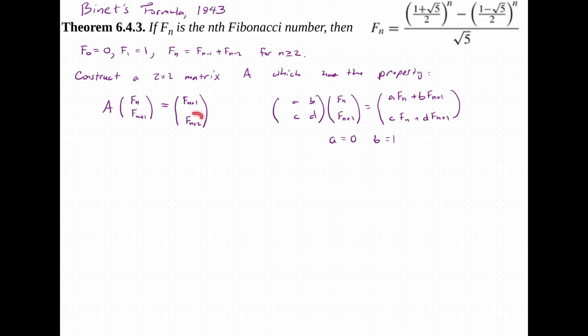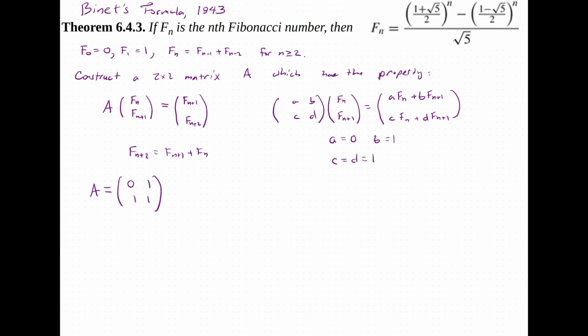And if we want f sub n plus 2, which by definition is equal to f sub n plus 1 plus f sub n, then all we have to do is take c and d to both be equal to 1. And so that gives us the matrix A, which is now 0, 1, 1, 1.